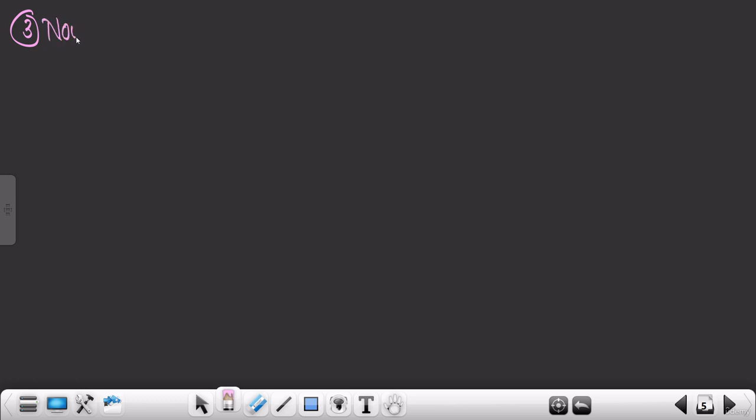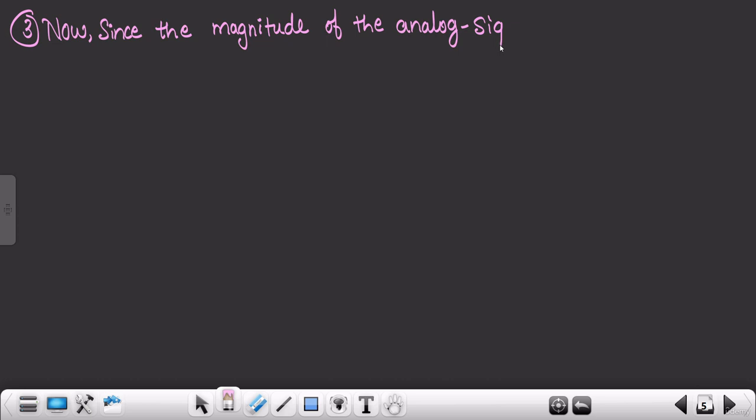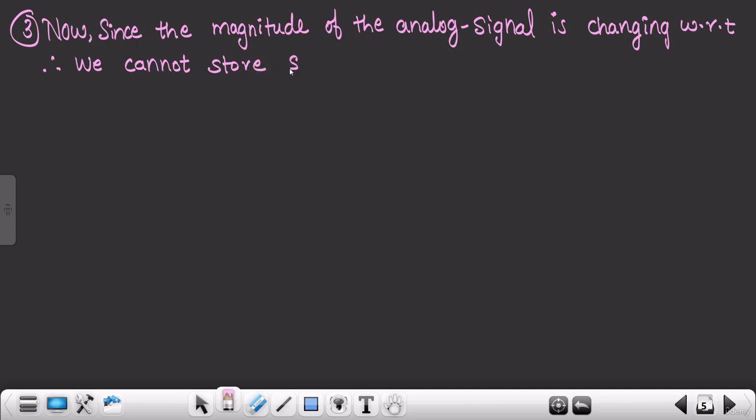So let me write over here. Now, since the magnitude of the analog signal is changing with respect to time, right? Therefore, we cannot store such a signal or analog signal, right?